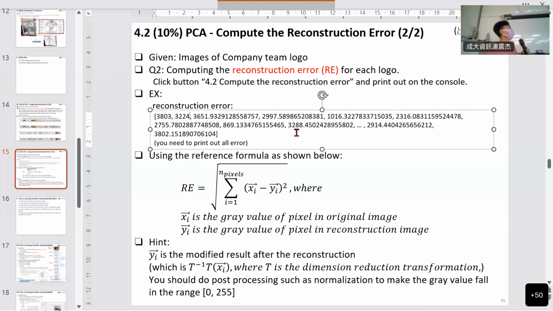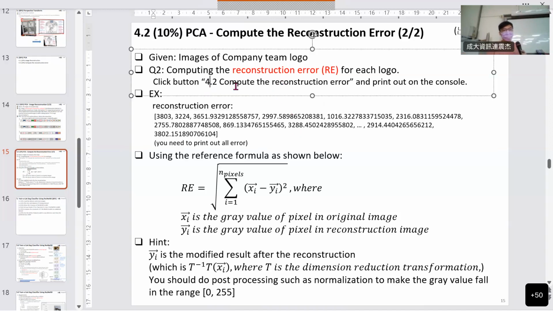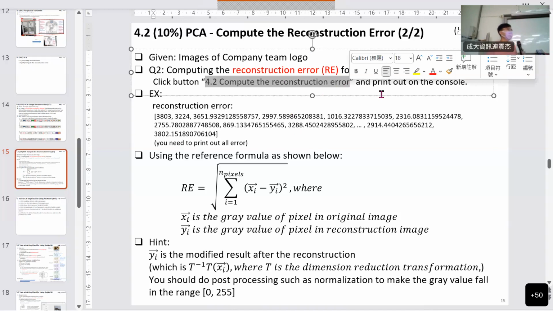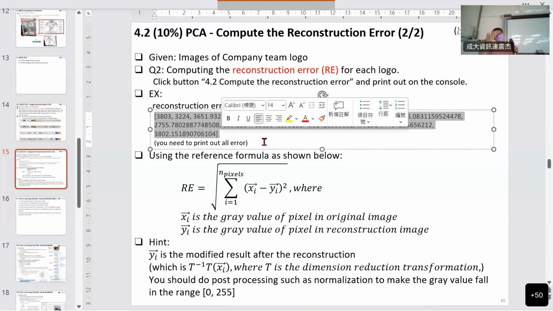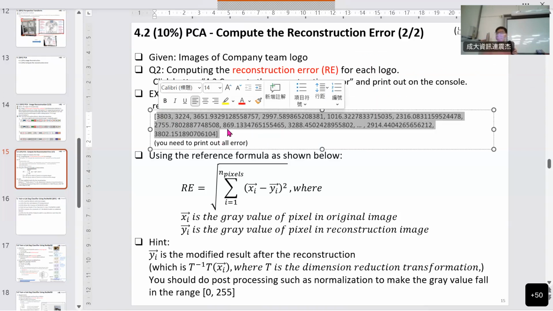So you will be required to use it to calculate the error and turn them into integers. I will correct it later on. And you print out all of the errors by clicking the button, the second section button. And I give you the hint that you can do it. You should, how do I say, you will need to print all this array out.